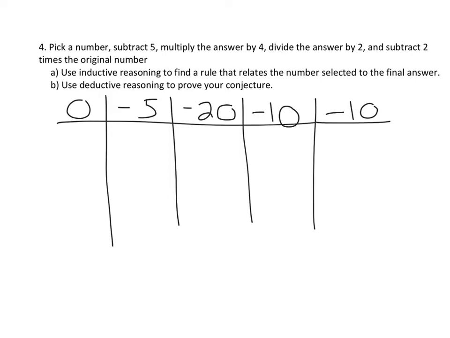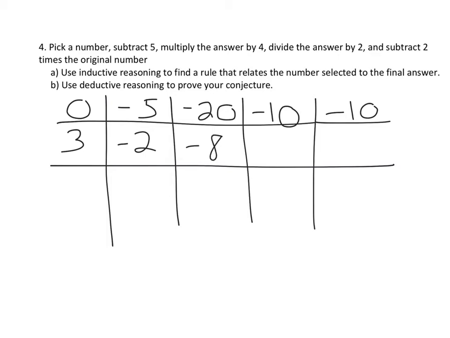Okay, let's pick another number. Let's say 3. Okay. I'm going to take my 3, I'm going to subtract 5. All right, -2. Multiply the answer by 4, so that's going to give me -8. Divide it by 2, -4. Subtract 2 times the original number. So in this case, the original number was 3. 2 times 3 is 6, so what I'm subtracting is 6. So -4 minus 6 takes me to -10.